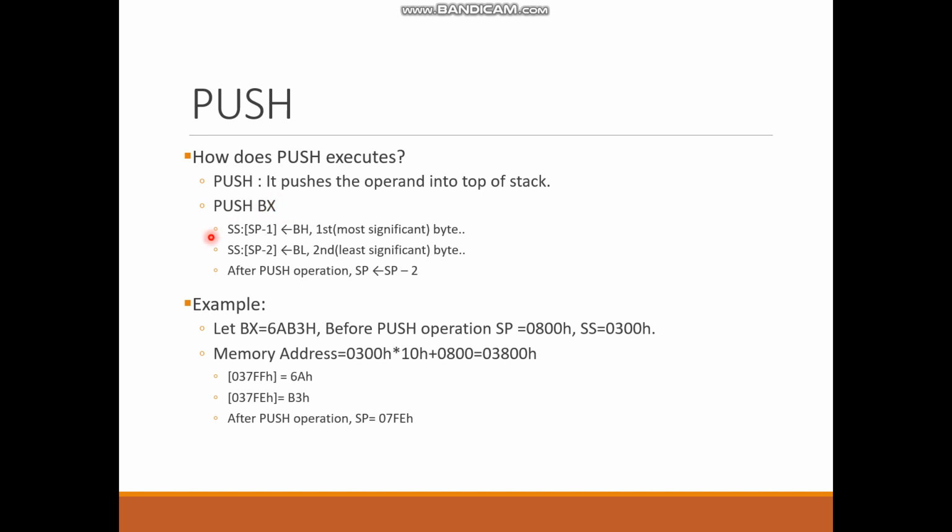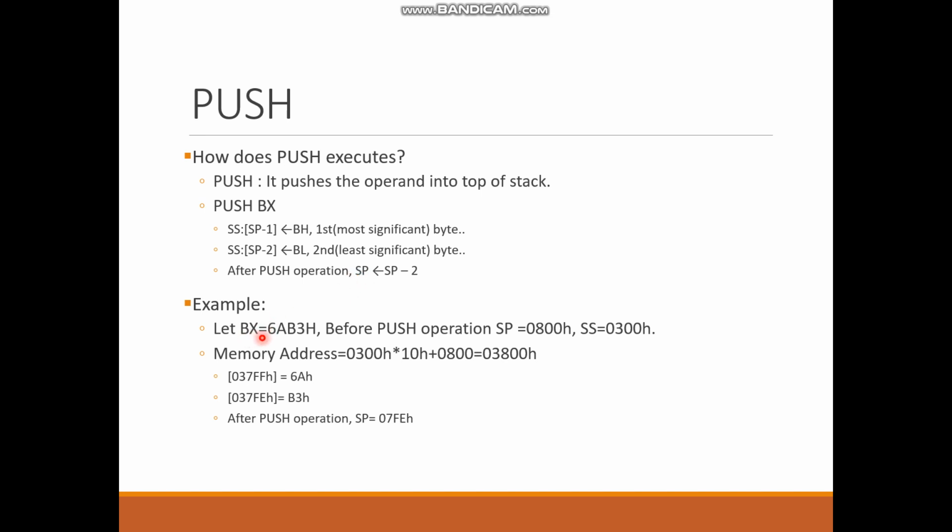But how? First, we know that the value of the stack segment is not going to be changed. So the stack pointer is going to be decremented by 1, and then the BH is going to be stored there. And it's going to be decremented by 2, and the BL is going to be stored there. So first BH is going to be stored, and then BL. After the push operation, what happens? The stack pointer is going to be stack pointer - 2, the old one - 2, so it's going to be updated with this one.